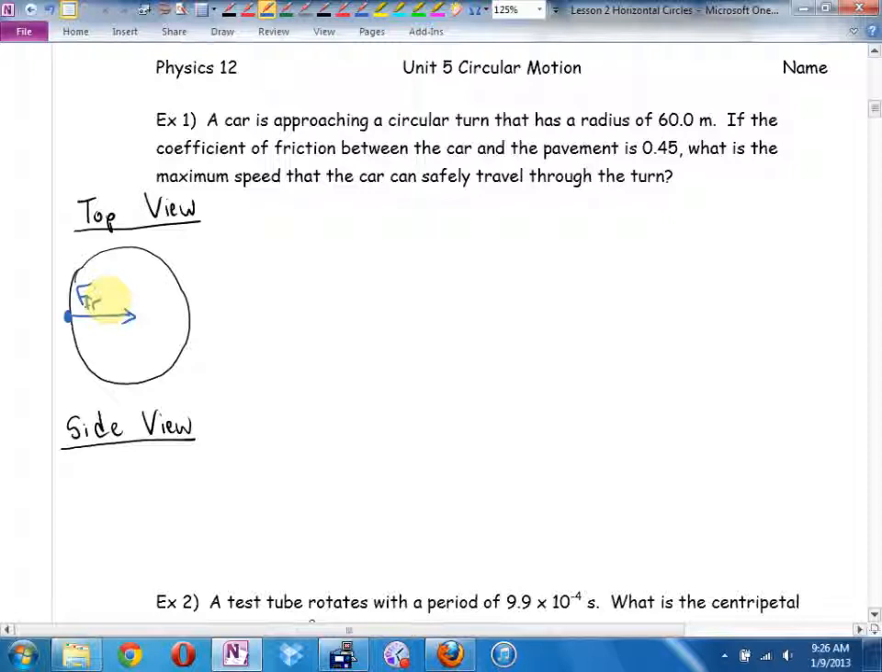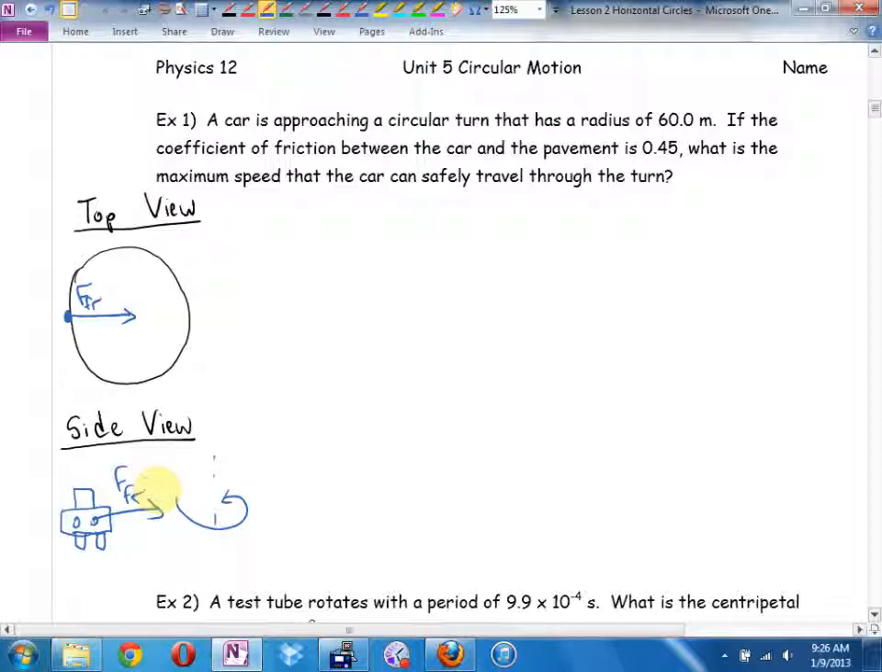If you look at it from the front view or the side view, we would say, there's a car tire, there's a car tire, there's the car headlights if we're staring straight at it. Here's the axis of rotation. It's going around a corner this way. We would say there's only one force pushing it towards the middle, friction.